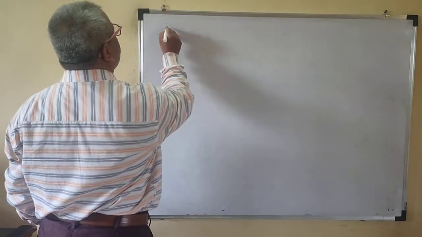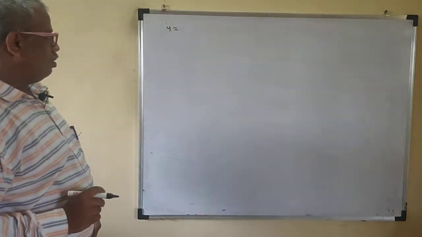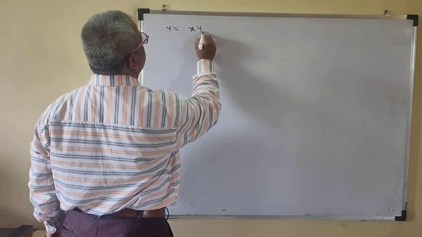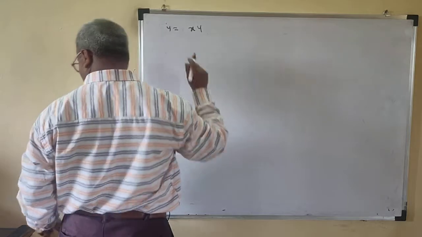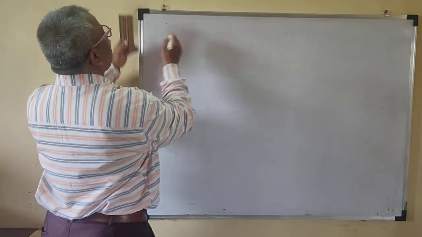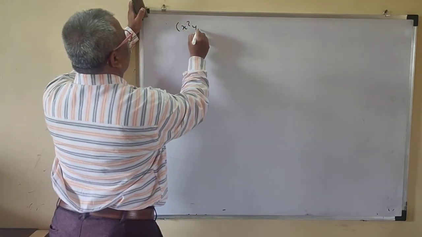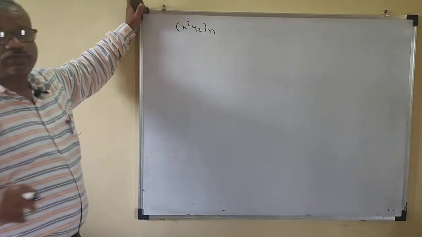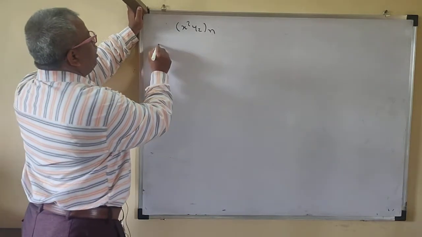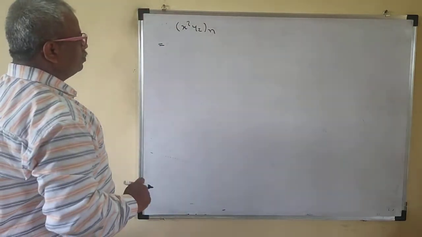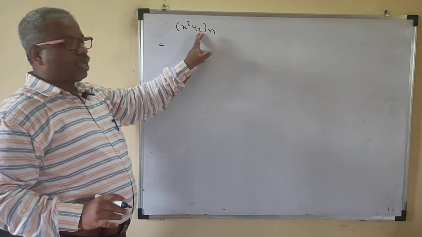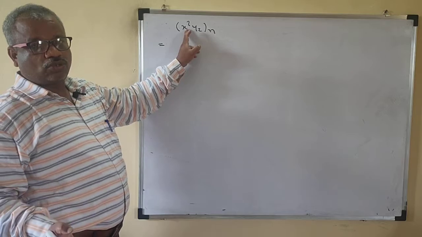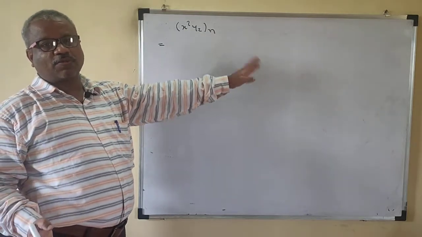Suppose y is equal to x squared y2, and we want to find the nth derivative of this one. y2 means the second derivative. The second derivative of x squared is constant and the third derivative is 0, which means I have to write Leibniz's theorem up to nC2.